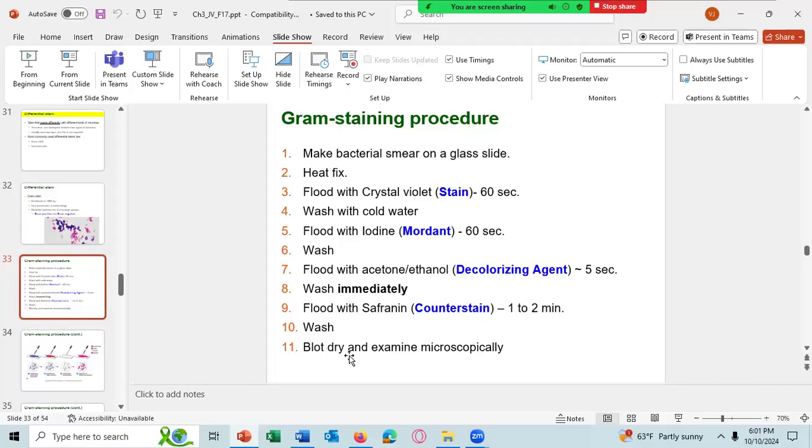Now, when you're giving me the basic procedure, you do not need to state that after each step, you wash with cold water. You just need to state at one place, either at the start or at the end, that after each step, you wash with cold water. Any question about that?